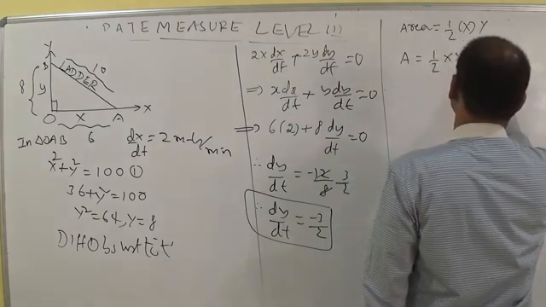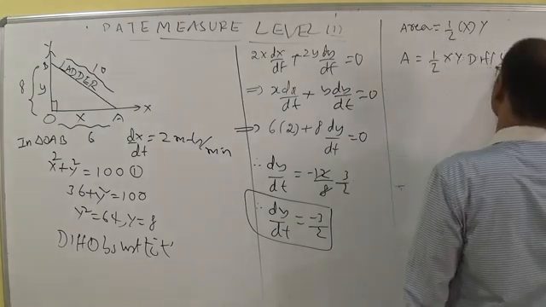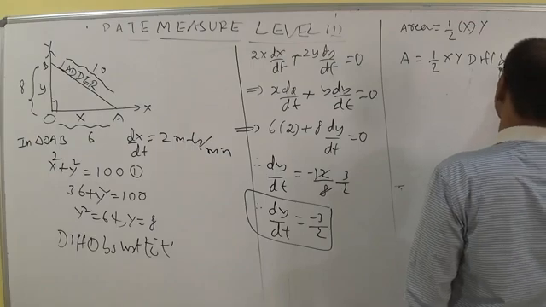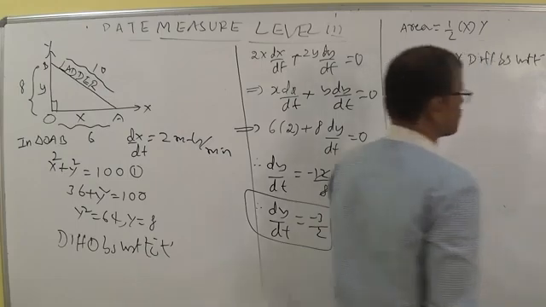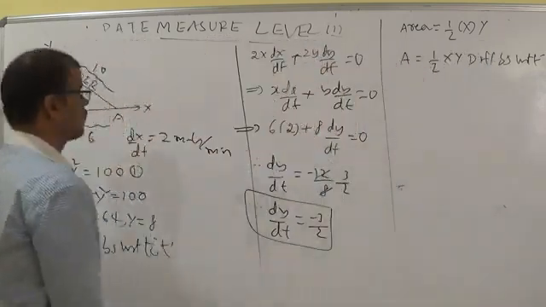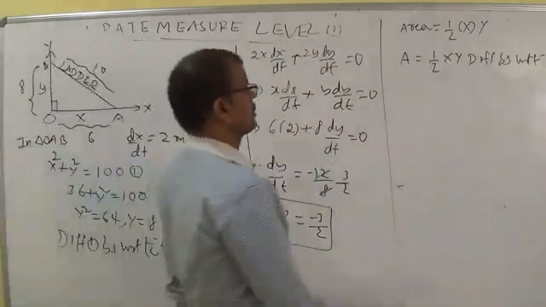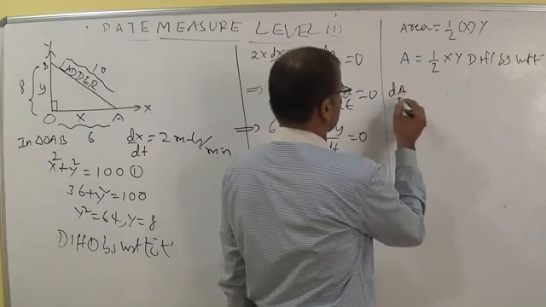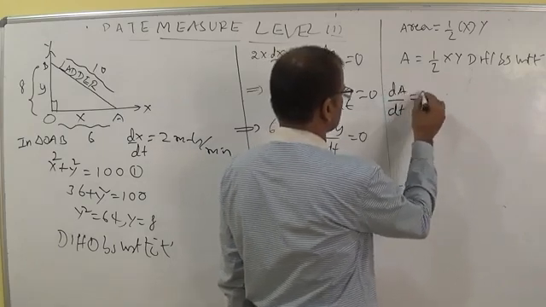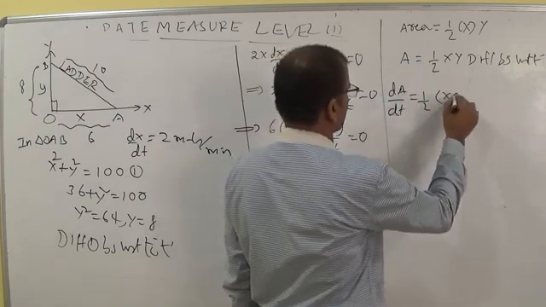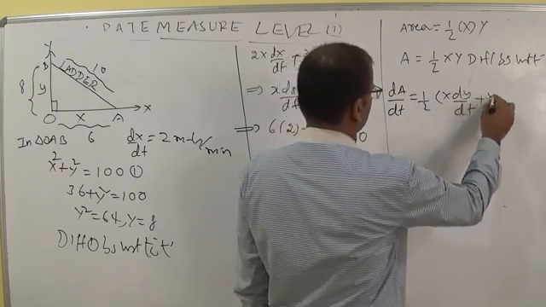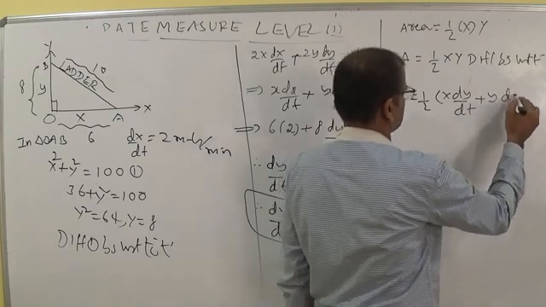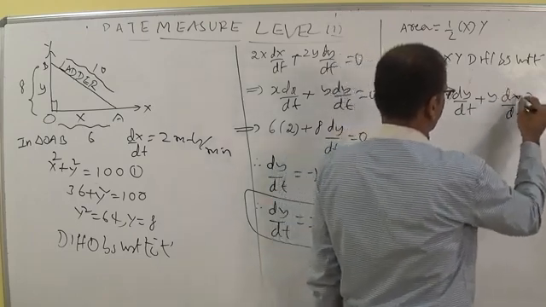Now you write here, differentiating both sides with respect to time. Why? Because we should calculate the increasing rate of area with respect to time. So dA by dt is equal to, again you use the formula uv dash plus vu dash, x dy by dt plus y into dx by dt.